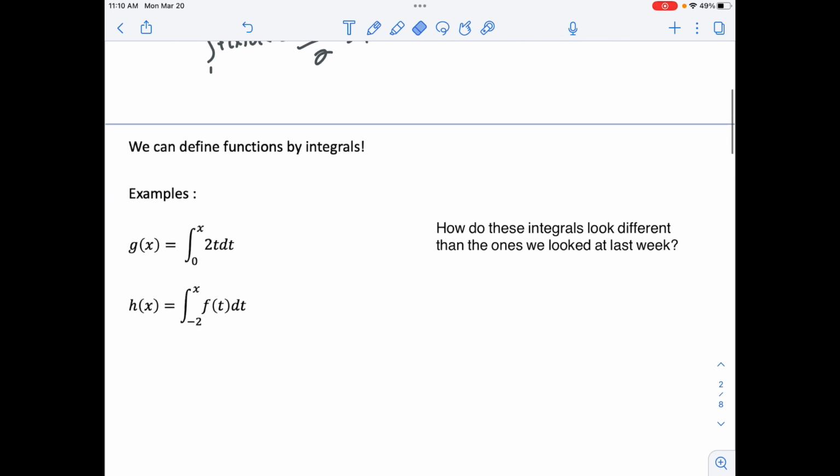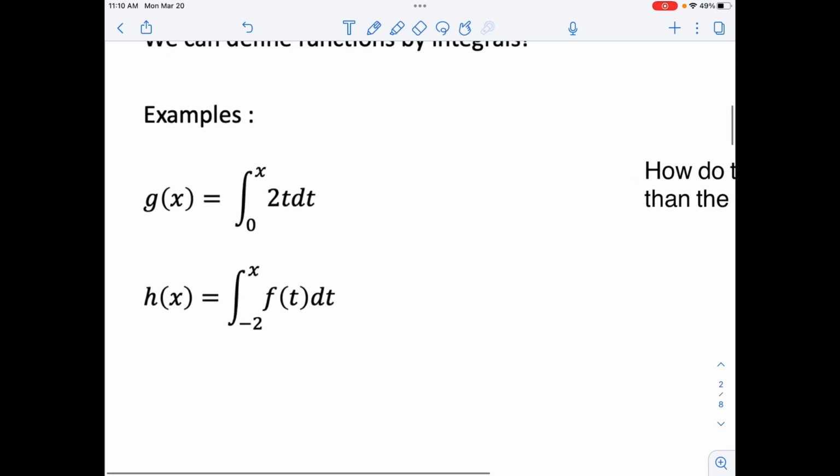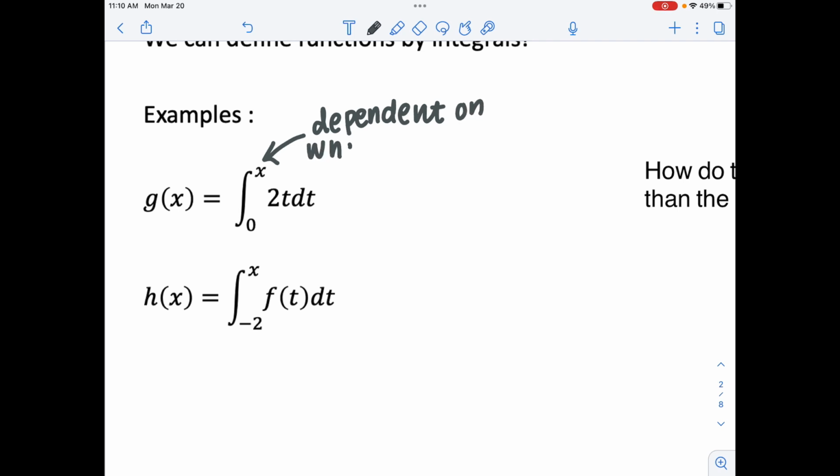An interesting thing you can do is define functions using integrals. So for example, we have this integral right here. It's the integral from 0 to x, which looks a little funky right away, but we have the integral from 0 to x of 2t dt. And we are calling that integral g of x. Now I know that you see t's here, but the reason that this integral is called g of x is because this function is going to be dependent on what x is. That's why it's g of x, not g of t.